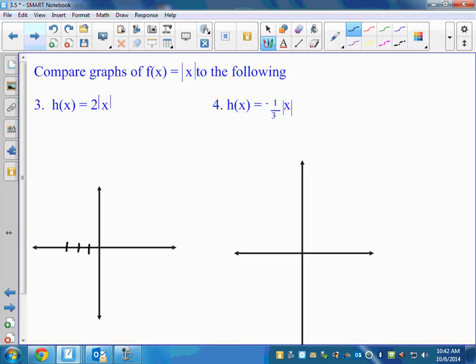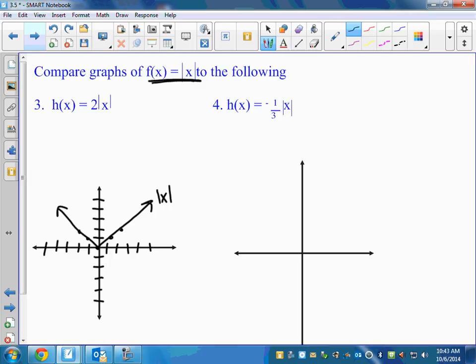Again, I'm going to make both graphs on here. I'm going to make the original graph in black. That's kind of the background, so you can kind of see what this is doing to your graph. So I'm going to graph this one in black. You don't have to graph it if you don't want to. But it is just that V-shaped graph of the absolute value of x.